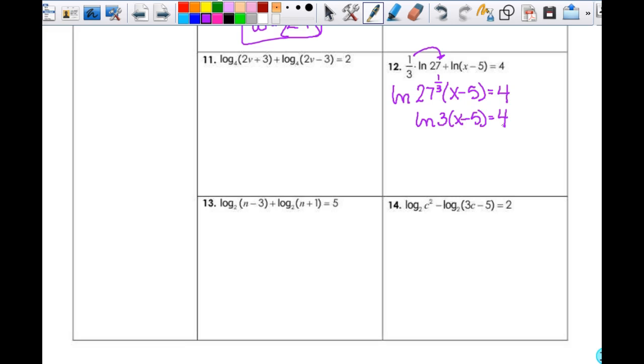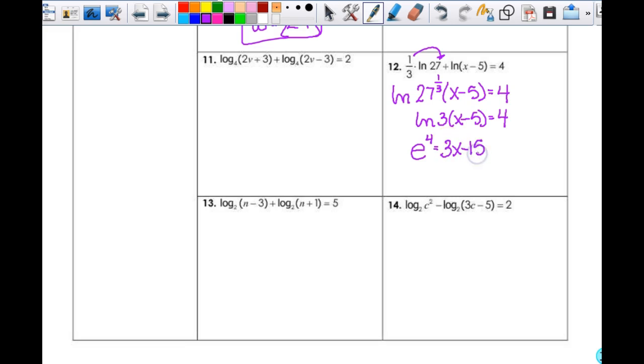All right, so now at this point, even though yes, I could distribute, we can go ahead and rewrite it in exponential form because I have a single log equal to a number. So what's the base here? E. So this is going to be e to the 4th equals, now we can leave it as 3 times x minus 5, or we can distribute. It doesn't matter because the answers in the end look a little bit different. What would you most likely do in this situation? Distribute? I think I probably would. So that means we get 3x minus 15.